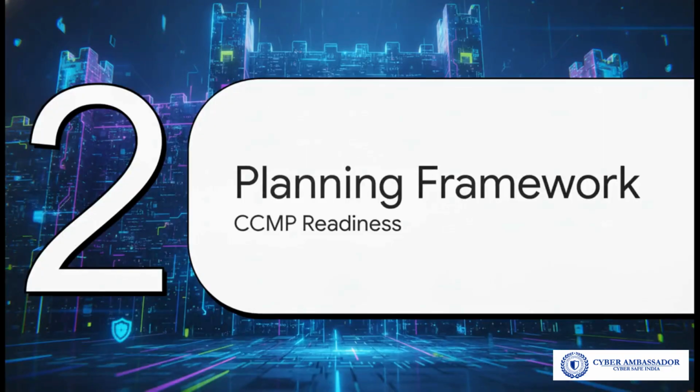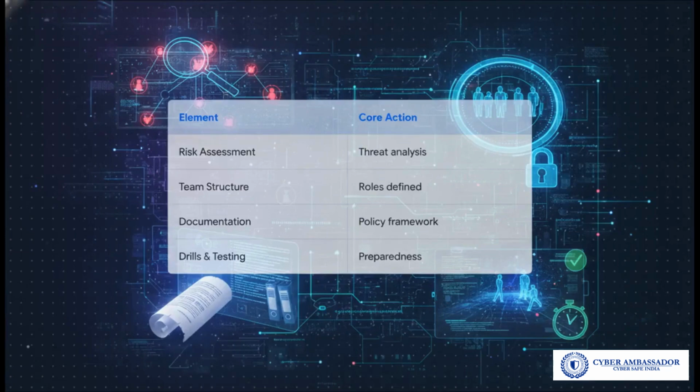Moving on to Section 2, the CCMP planning framework. This framework is so crucial because it breaks down abstract compliance into 4 concrete, actionable pillars of readiness. First, risk assessment. You've got to conduct a comprehensive threat analysis just to know where your weak points actually are. Second is team structure. You must define exact roles and responsibilities so everyone knows exactly who's in charge of what during a crisis. Third, documentation.